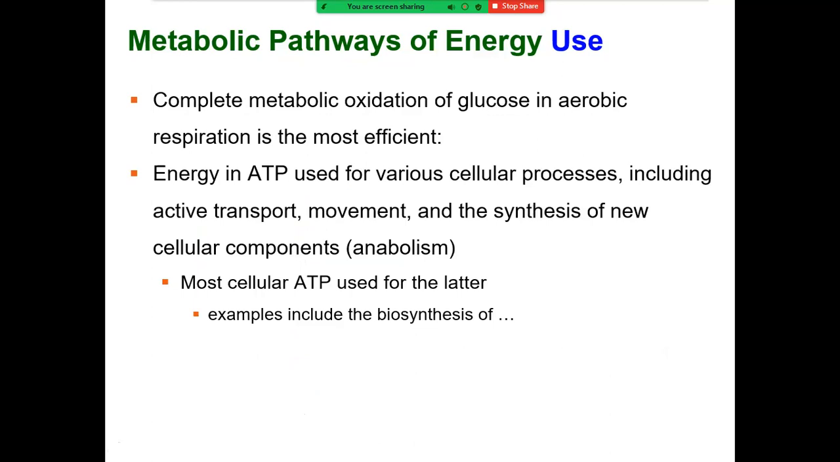I've mentioned that aerobic respiration is the most efficient for converting the energy in glucose to ATP. ATP is going to be the energy source for most cellular processes, including active transport of molecules across the cell membrane, the movement of the cell, and the synthesis of new cellular components, which we call anabolism. Most cellular ATP is used for anabolism, like the biosynthesis of protein or DNA.